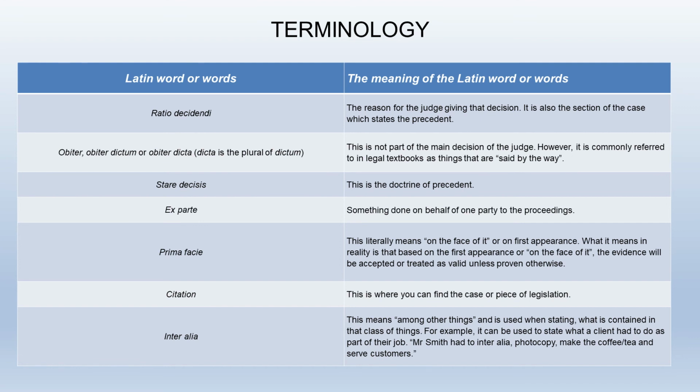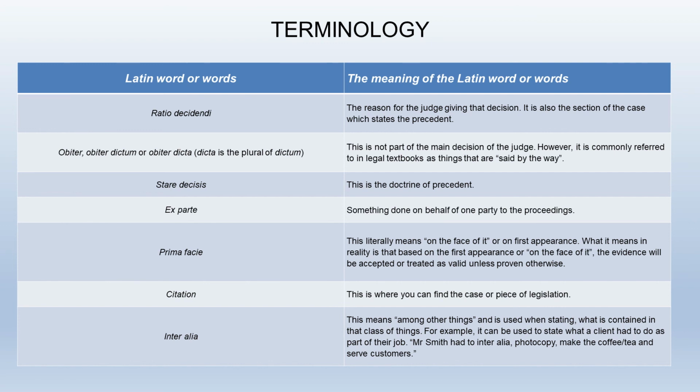Number 4 is ex parte, and this is something which is done on behalf of one party to the proceedings. Number 5 is prima facie. So this literally means on the face of it or on first appearance. So what this means in reality is that based on the first appearance or based on the face of it, that evidence will be accepted or treated as valid unless it is proven otherwise.